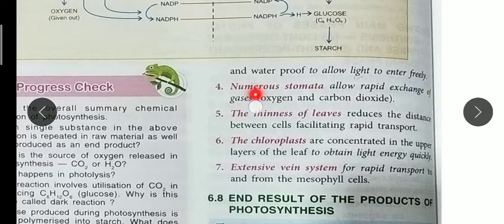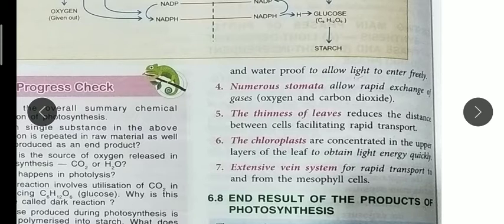Next, the fourth one is numerous stomata. Numerous means a high number, many. So many stomata are present in the leaf, because different leaves have different numbers of stomata, and stomata are present on the lower portion of the leaf. I have explained this in my last video. Numerous stomata allow rapid exchange of gases. A high number of stomata means a high amount of gases can exchange. Oxygen and carbon dioxide can exchange rapidly, quickly.